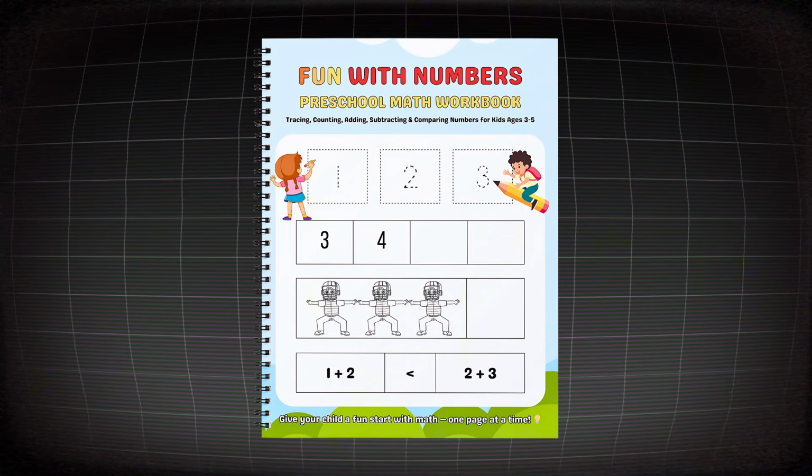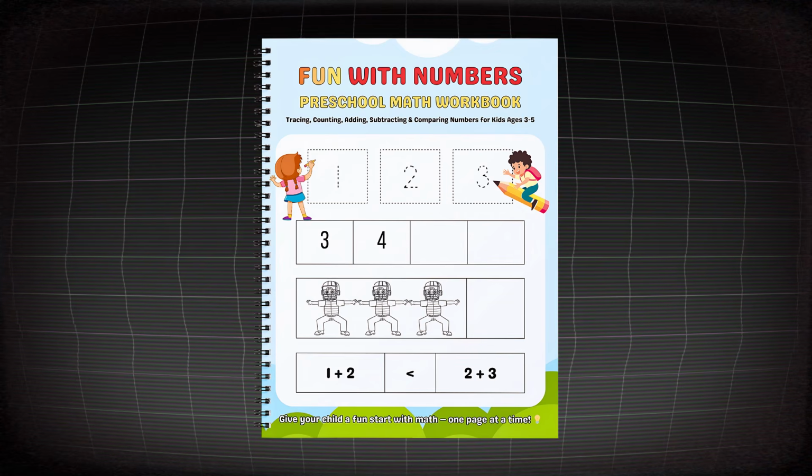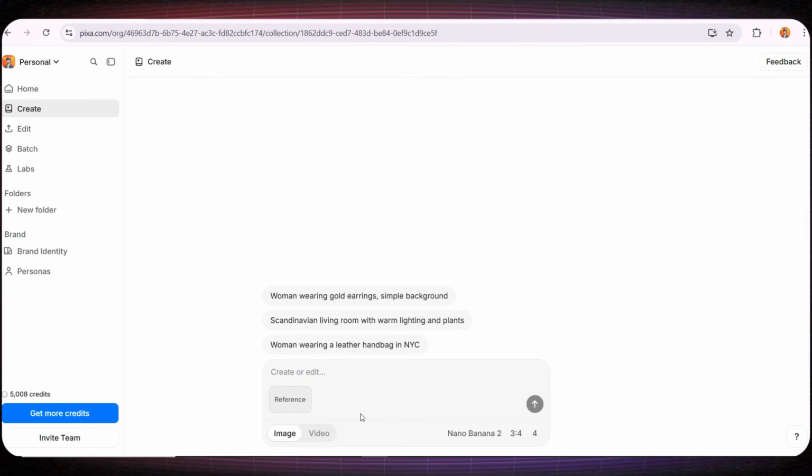For example, let's say I have a digital product, a math book, that I sell on Etsy, Amazon, or social media, and I want to create professional images and videos for this book to post online and increase my sales. So how do I do that? Focus with me. First, I'll click on Reference. Then I'll upload the book cover image right here.